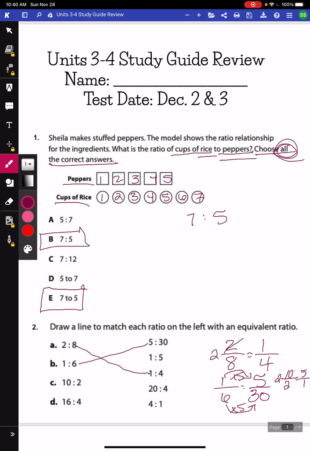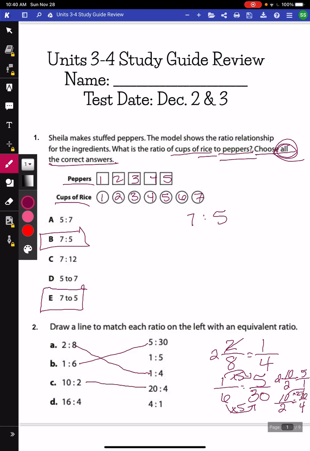But we don't see 5 to 1 in here. We see 1 to 5. But what if I work my way up? Multiply by 2. 2 times 2 is 4. 10 times 2 is 20. We do have 20 to 4.